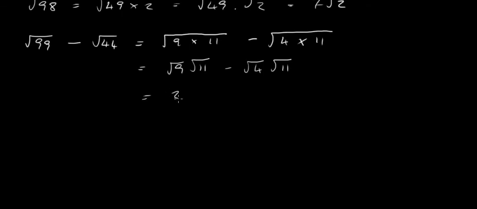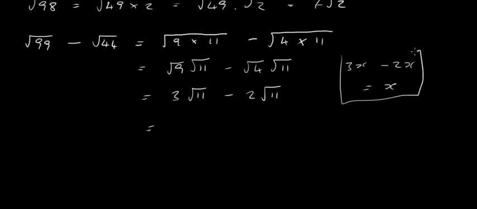The square root of 9 is 3, so 3 root 11 here. The square root of 4 is 2, and root 11 here. Now these two I can add, or subtract in this case. I've got 3 of these root 11s minus 2 of these root 11s. If you remember from algebra, we can only add and subtract like terms. It's similar when you're adding and subtracting surds. It's like 3x minus 2x, which gives me just x.